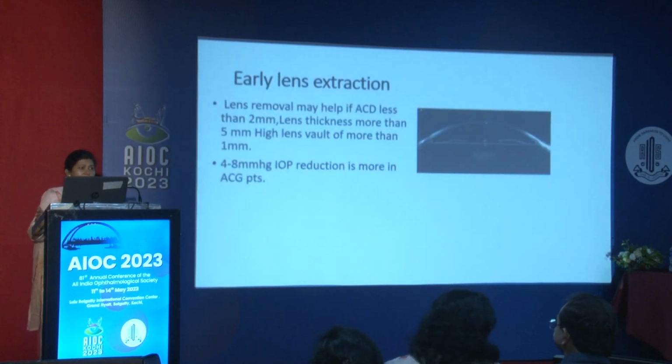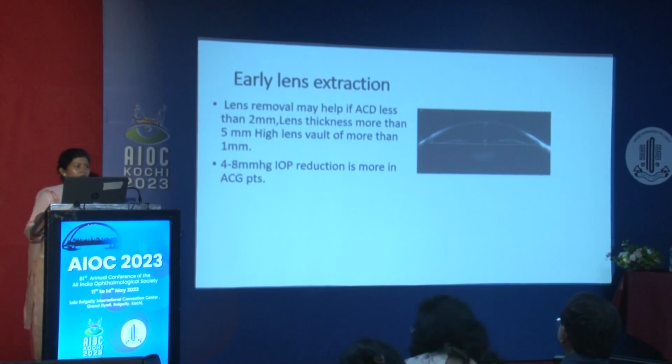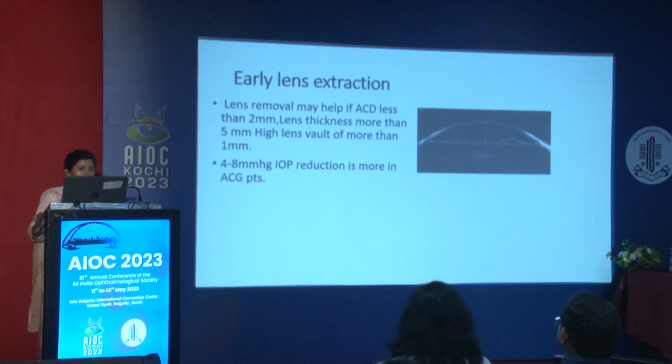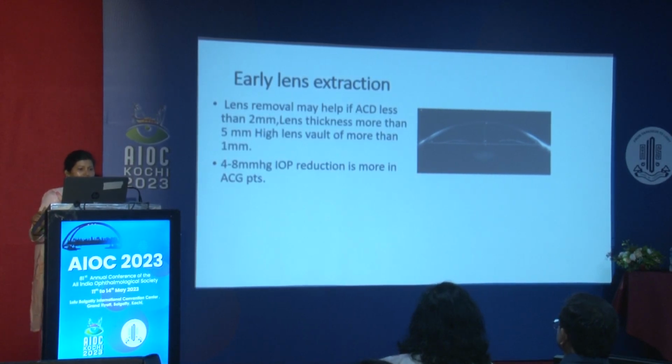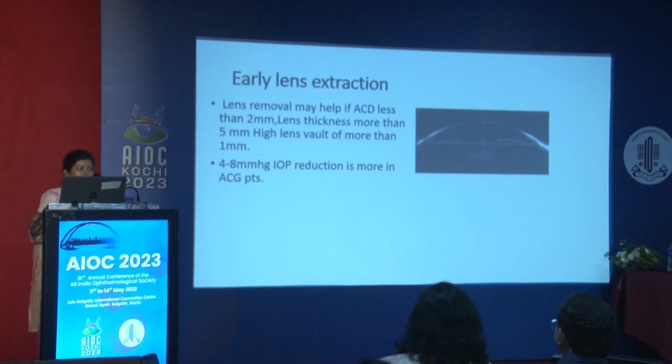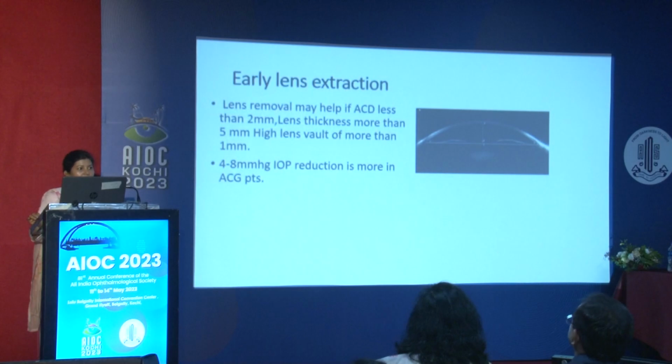There are some considerations regarding early lens extraction, and you should consider this with caution. It should be done when the anterior chamber depth is less than 2 millimeters, lens thickness is more than 5 millimeters, and there is a high lens vault of more than 1 millimeter. For that, you may need a UBM or anterior segment OCT to judge whether there is high lens vaulting. The IOP reduction with just phacoemulsification is approximately 4 to 8 millimeters, but it is short-lived. There are studies which say that a rise in IOP is noticed 2 or 3 years following the surgery.